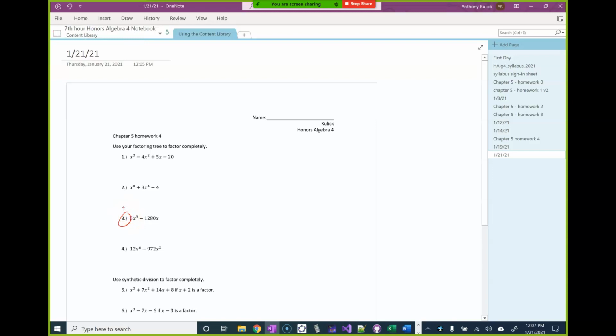So I would start here by looking for the greatest common factor. 1280, I notice, ends in a 0, so it's clearly divisible by 5. So the first thing we looked for was the greatest common factor. We can pull out a 5x. That's x to the 8th minus 256. And that's 2 terms.